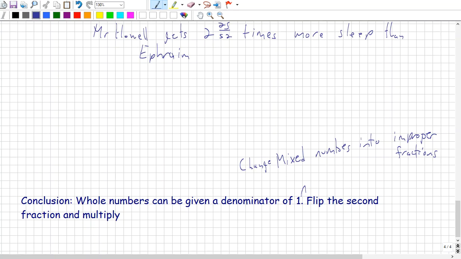So hopefully that lesson helps explain exactly how to divide. Again, it's kind of like multiplication. There's an extra step involved that you have to do, but hopefully it's not too complicated.